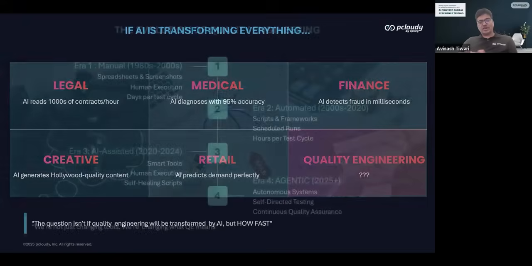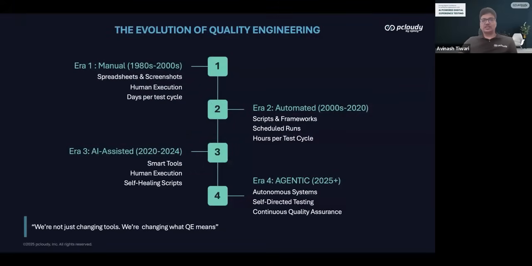Now, how have we reached there? Just to trace the evolution over the last 20 years, and this is based on my experience over the last two decades. Very quickly, era one was manual, where we were writing test cases in a spreadsheet. Human execution, take screenshots, log bugs. The release cycle was weeks or months per test cycle. It was traditionally a waterfall kind of model that we all worked in that era.